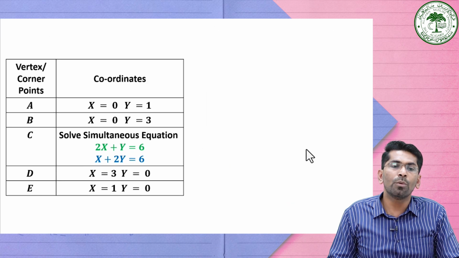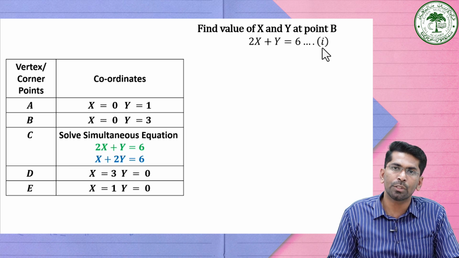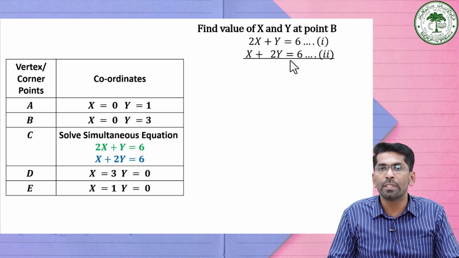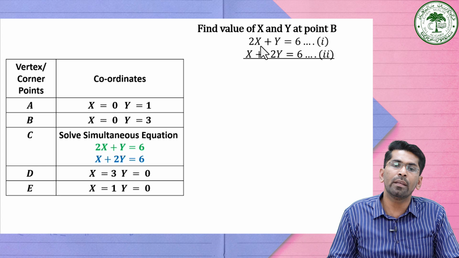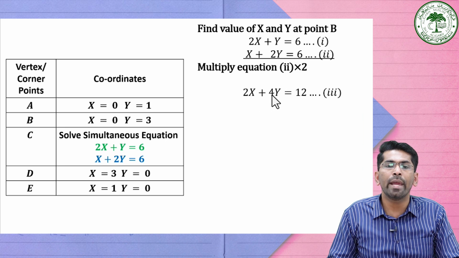Now I am going to solve these two equations in order to find out x and y at point C. We have equation number 1, 2x plus y is equal to 6, and equation number 2, x plus 2y is equal to 6. In order to solve these, I am going to use the elimination method. One of the variables, either x or y, we want to eliminate. Here I am going to eliminate x by multiplying equation number 2 by 2, so that equation number 2 will become 2x plus 4y is equal to 12. And this is equation number 3.